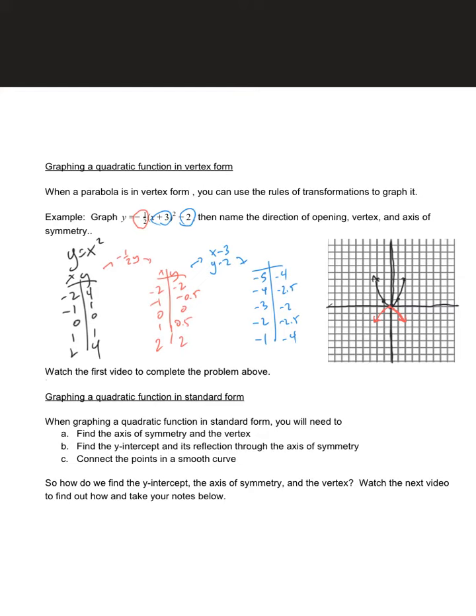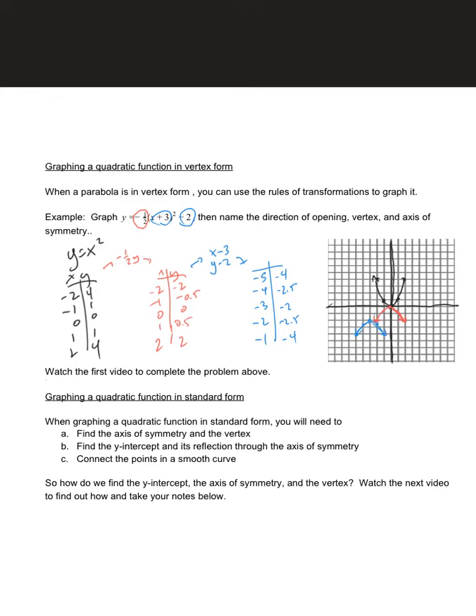And I'm going to plot those points. -4, -2.5, -3, -2, and so forth. And connect those. And there's my final graph.